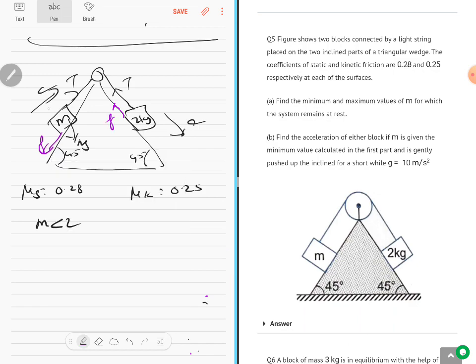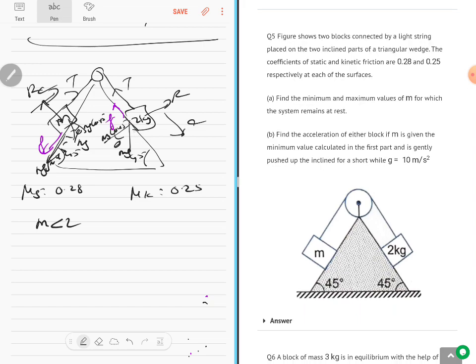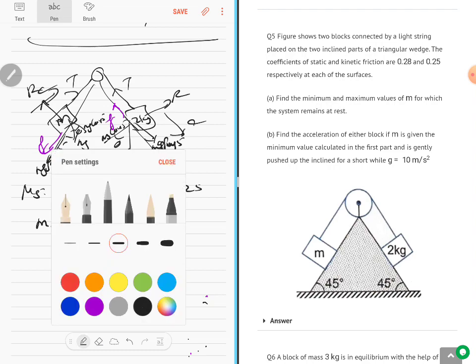This is mg, and this is a normal reaction, and there's an mg down, and there's a normal reaction, and this is theta, which is 45 degree, and so this is mg cos 45, and there will be additionally an mg sin 45 here, and here with regard to this there is an mg, which makes an angle theta here, so this will be mg cos 45, and there will be an mg sin 45 on this side. So now we can resolve the vectors.